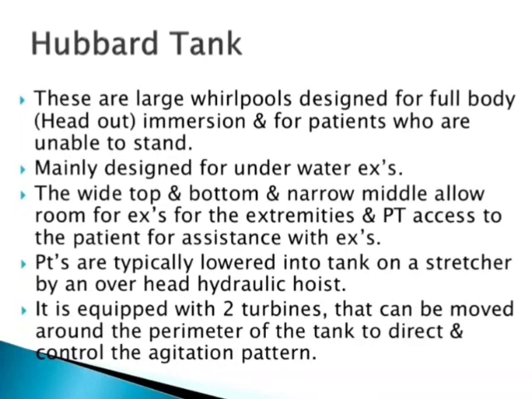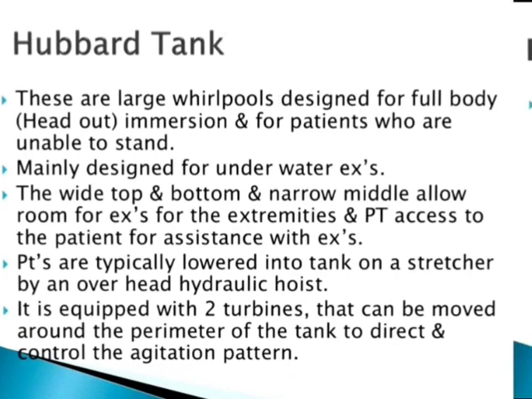The wide top and bottom and narrow middle, it is like a butterfly shape. Hubbard Tank is like a butterfly shape. They have wide top and bottom and they have a narrow middle. The narrow middle allows room for exercises for the extremities, and also the physiotherapist can access the patient for assistance of the exercises. Then patients are typically lowered into the tank on a stretcher by an overhead hydraulic hoist, and it is equipped with 2 turbines that can be moved around the perimeter of the tank to direct and control the agitation pattern.